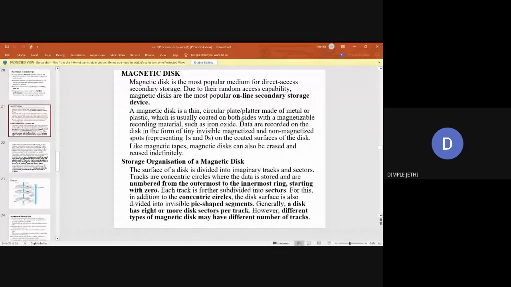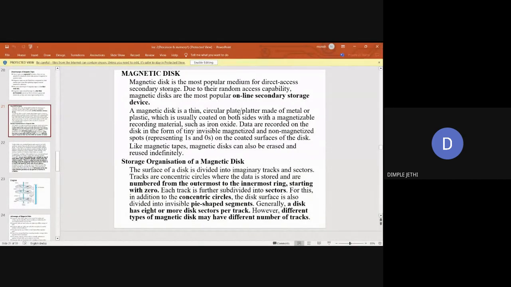So this is your magnetic disk. First of all, this is called an online secondary storage, because as I said, in the hard disk you keep the data which you read and want to update frequently, right? So this is a platter, or many circular plates. Okay, so a magnetic disk is a thin collection of many circular platters.